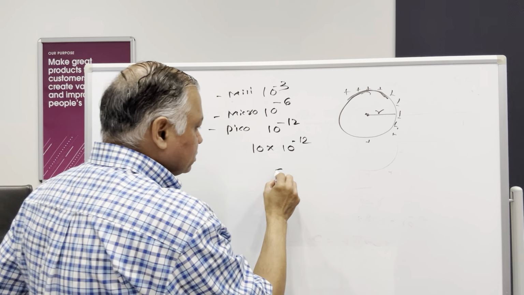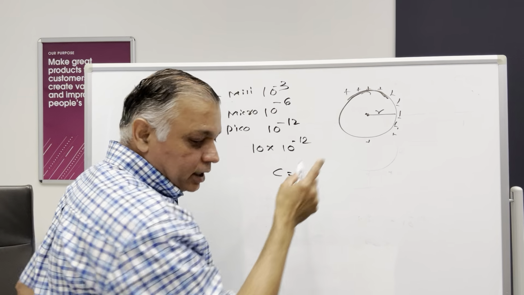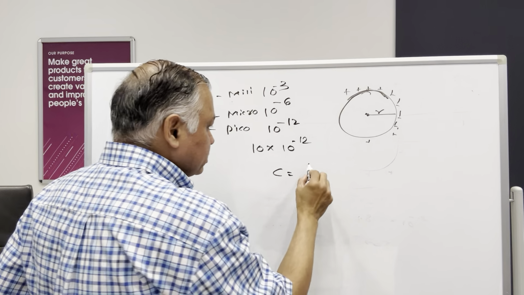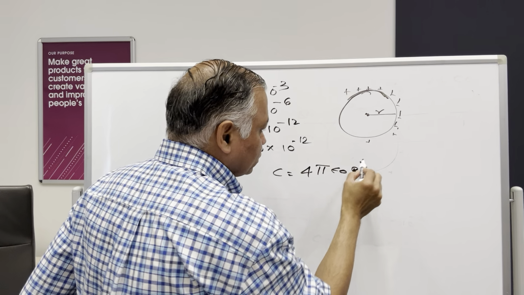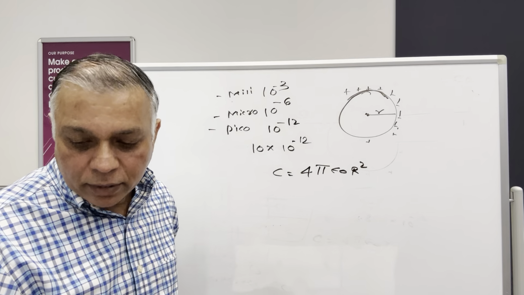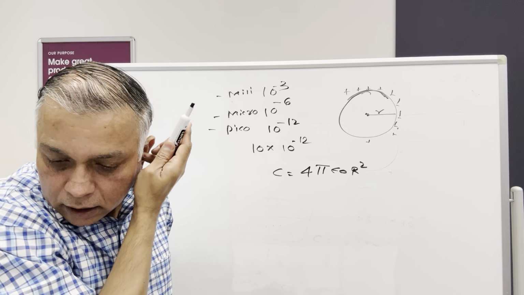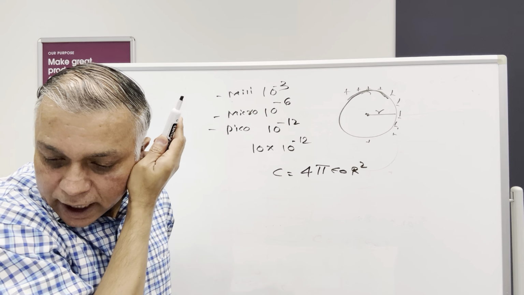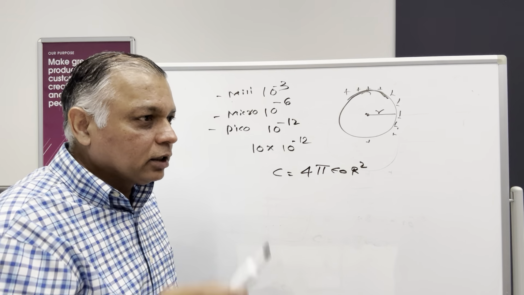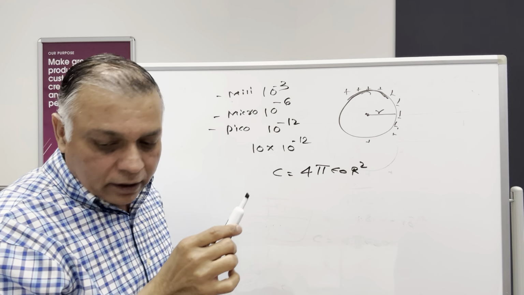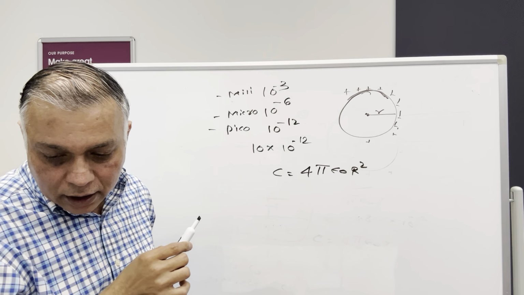C is, as we said earlier, 4 pi epsilon 0 r. Let's say there is an example that we are bringing. What would be the capacitance of the earth, right? So earth is a sphere and the radius is 6400 kilometers.